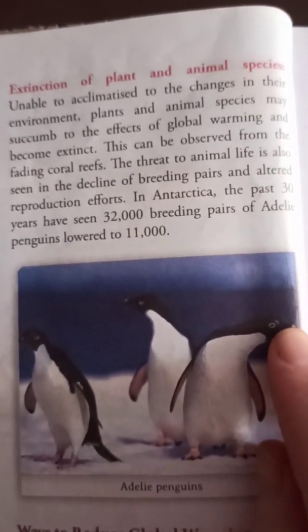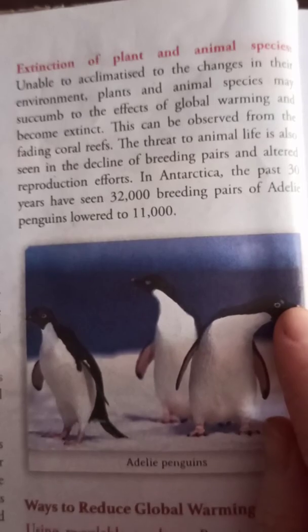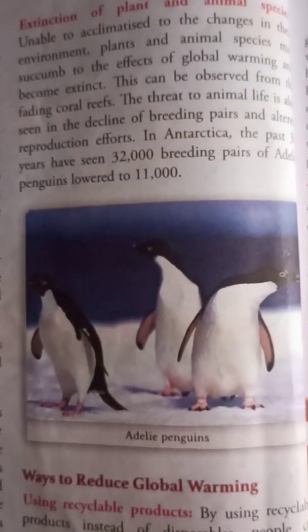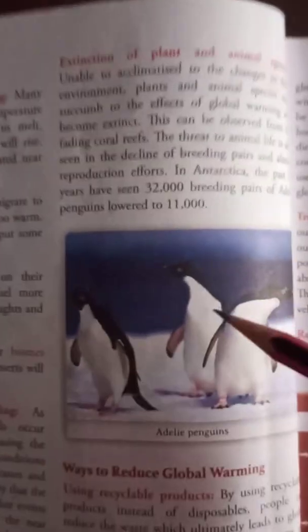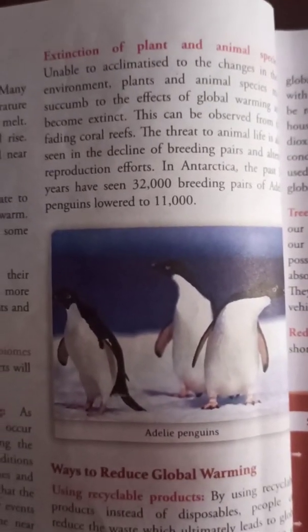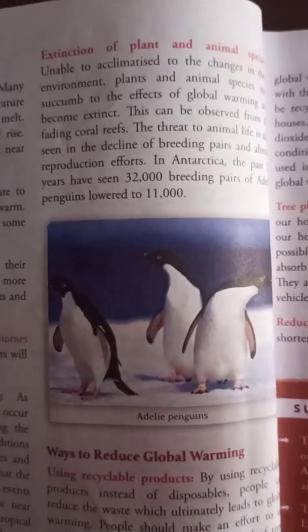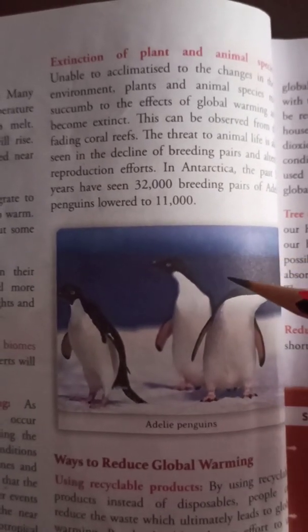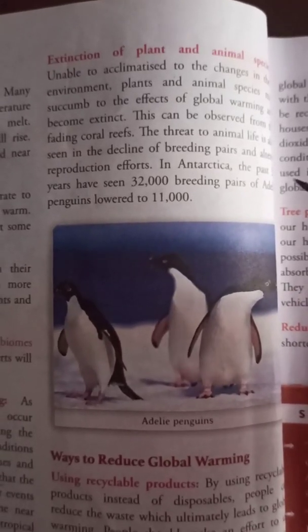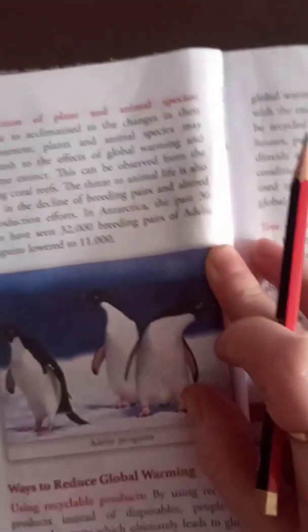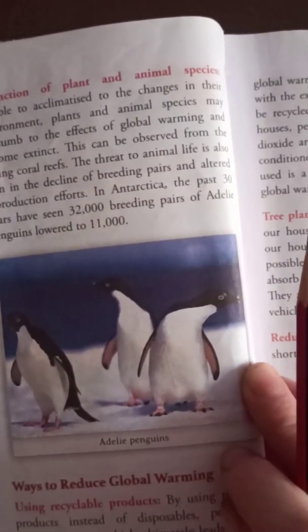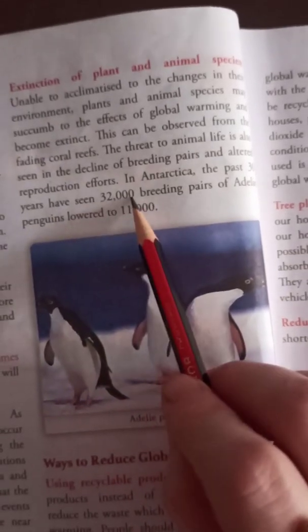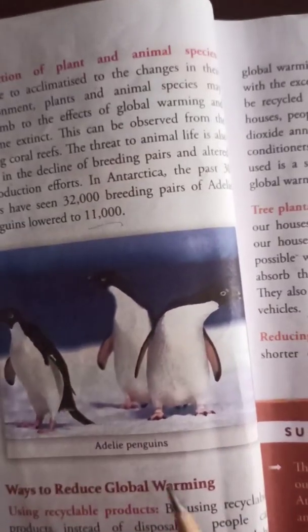Then another point is the extinction of plant and animal species. You can understand that, obviously, due to the kind of climatic changes, most of the animals won't be able to adjust themselves. Imagine the colder regions where the penguins live. What will happen if they become desert, dried areas? These animals might get extinct. In Antarctica, over the past 30 years, 32,000 breeding pairs of Adelie penguins have been lowered to 11,000. So out of 32,000, only 11,000 have been left due to the changes occurring in Antarctica.